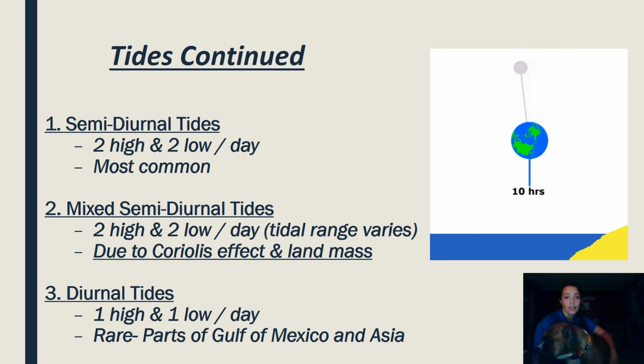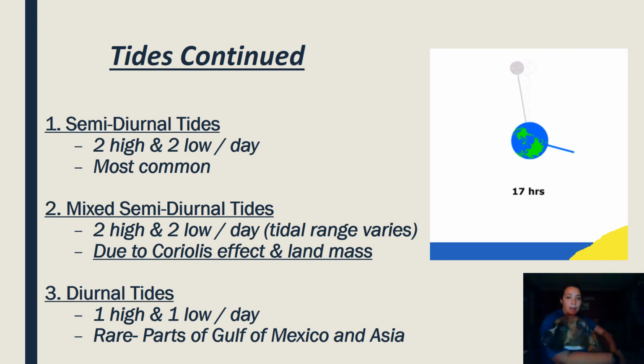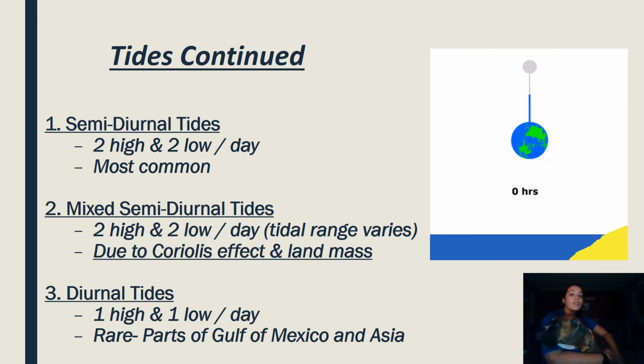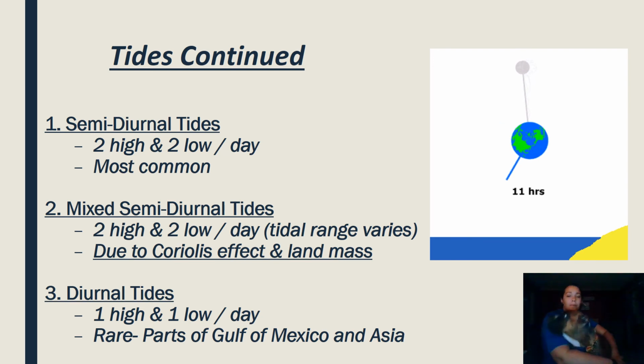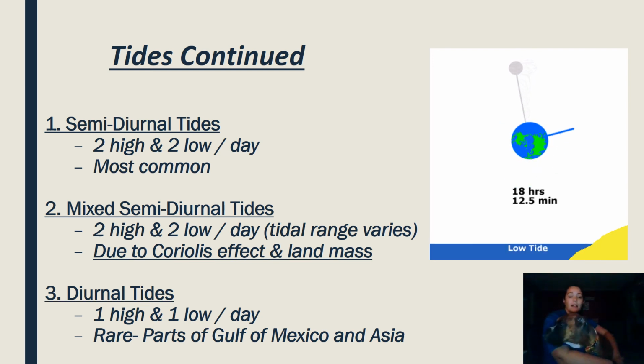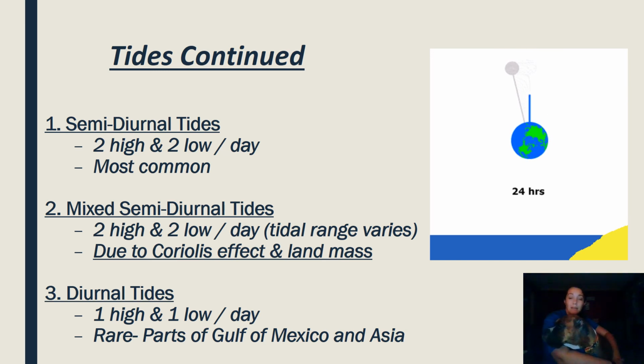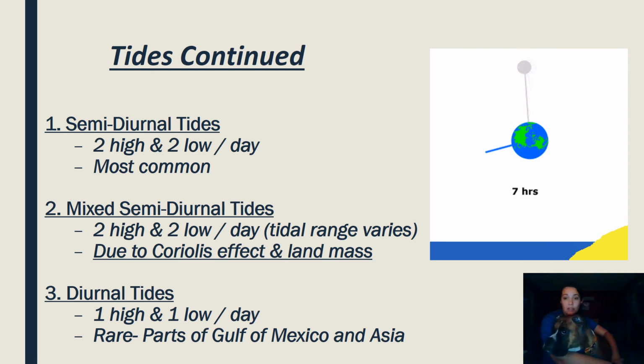You have mixed semi-diurnal tides, so it's a little mixture. It has 2 high and 2 low, but instead of it being the most common one, this one is mixed because of the Coriolis effect and maybe land masses, areas where there are bays and bigger structures that might be blocking the water.